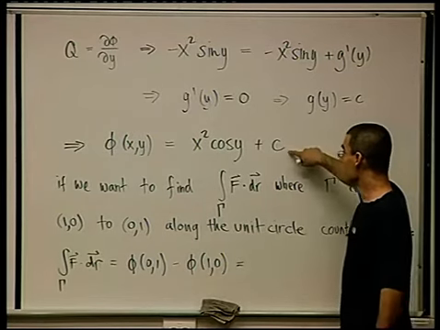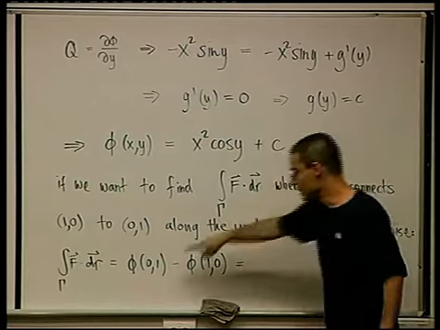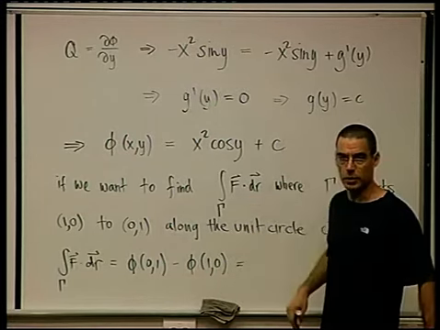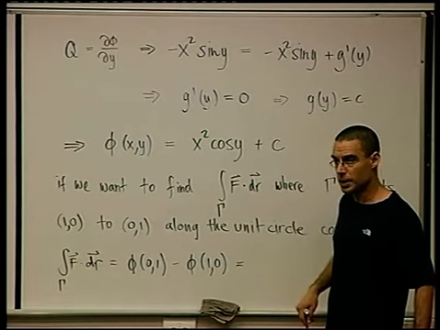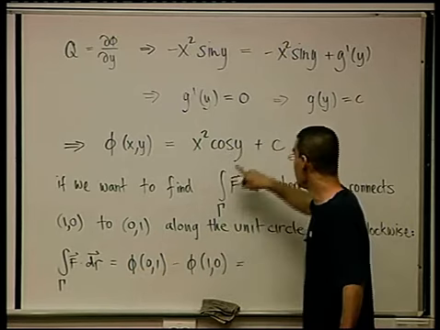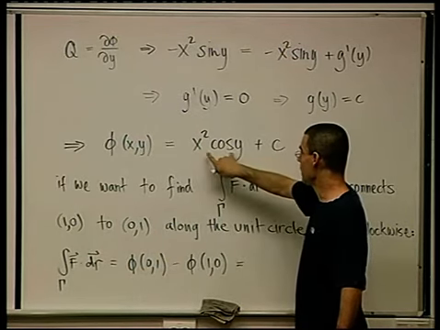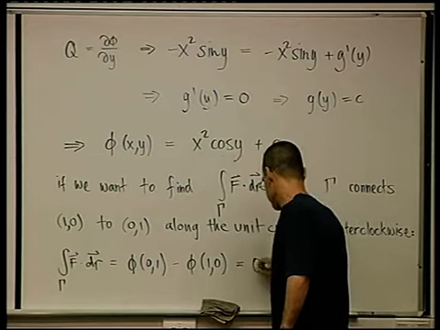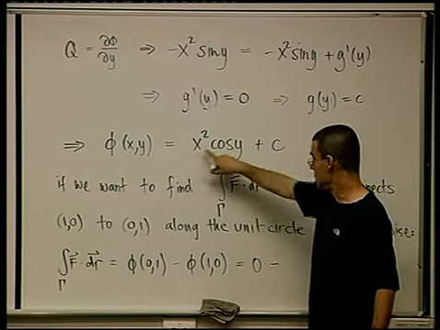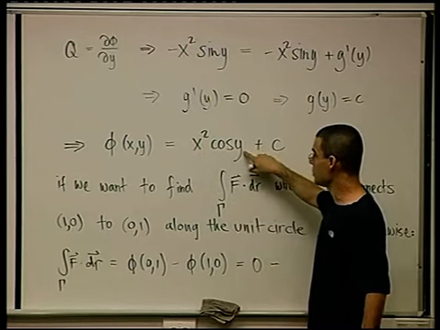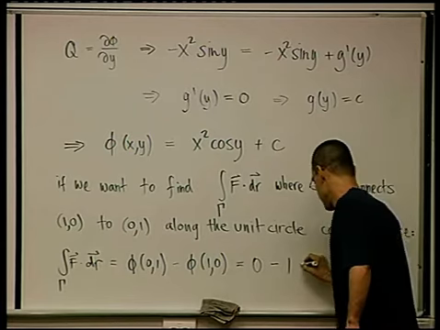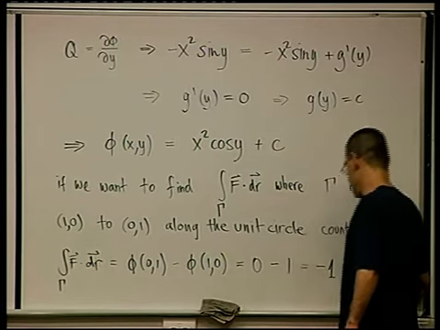Here's phi. We don't care what c is, because it's going to cancel out in any event. So usually it's just easy to choose c to be 0. Makes things simpler, but it doesn't matter. What is phi at 0, 1? When x is 0 and y is 1, this is just 0, minus. When x is 1 and y is 0, cosine of 0 is 1, 1 squared is 1, 1 squared times 1 is 1. You get this. And that's it. That's the line integral.